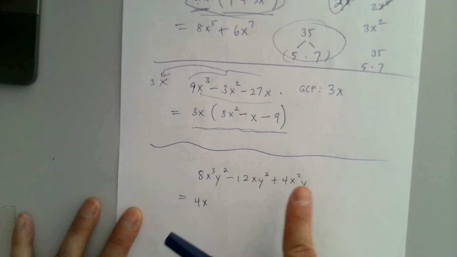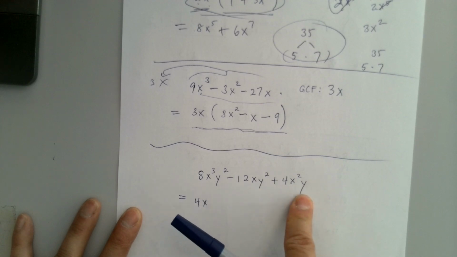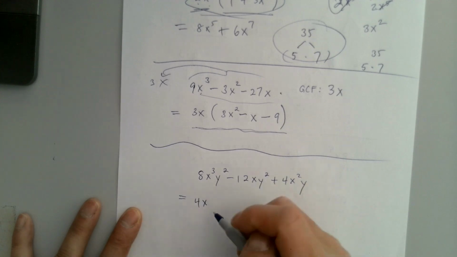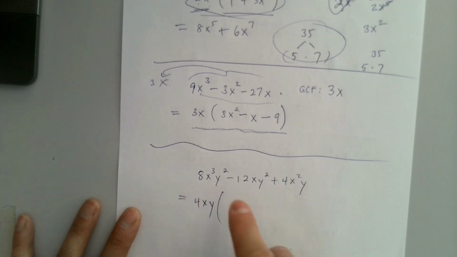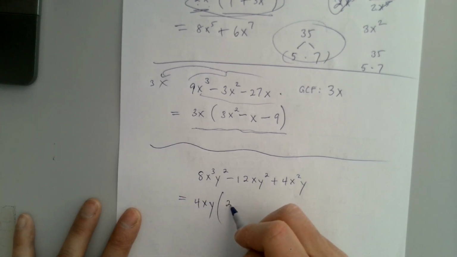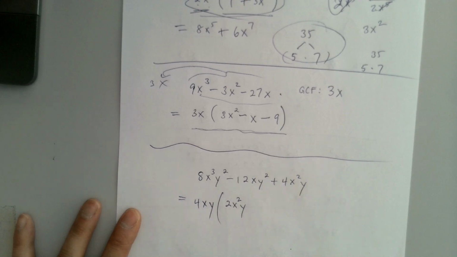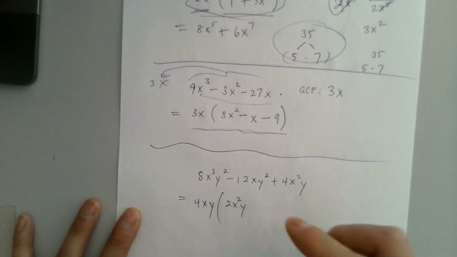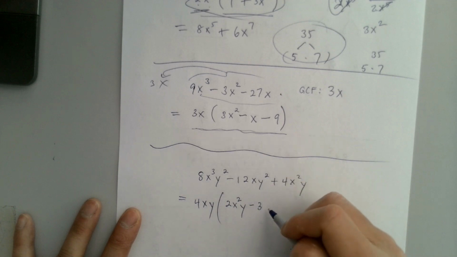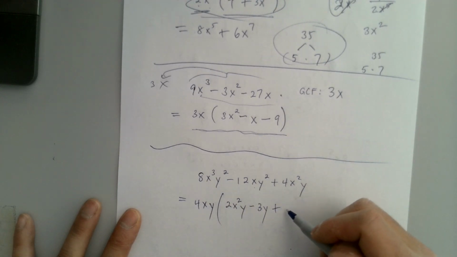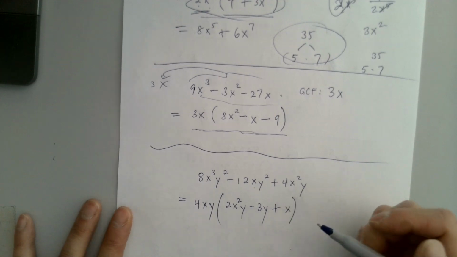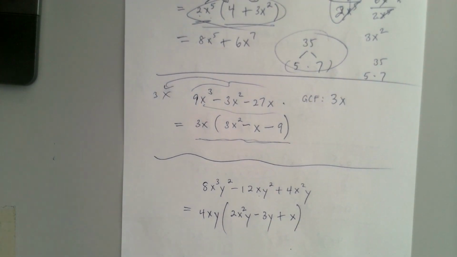again. So is the GCF going to have a y squared? No, because the last one is just a y. So the most that all 3 have in common is y. Now for the leftovers. If I take 4xy out of here, I'm left with 2x squared y. If I take 4xy out of here, I'm left with 3 and y. If I take 4xy out of here, I'm left with just x. And that is the factorization of that trinomial.